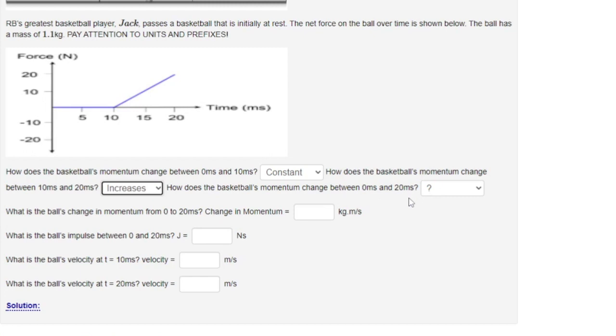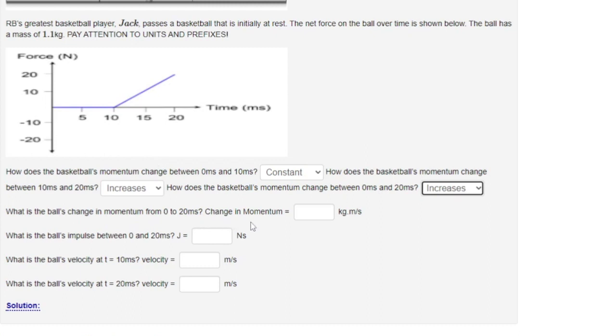Next, how does the basketball momentum change between 0 and 20 seconds? So we know 0 to 10 nothing's happening, but from 10 to 20 it is increasing. So the overall change is going to be an increase, because like I said, from 0 to 10 nothing, but 10 to 20 it increases, so overall we have an increase.